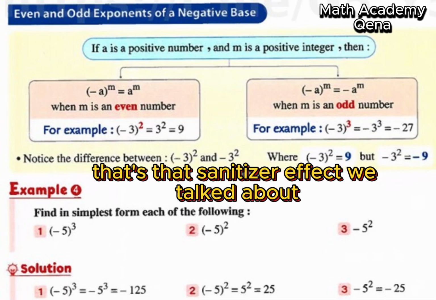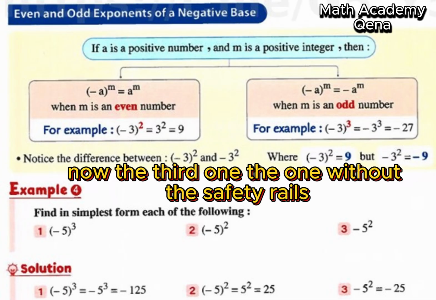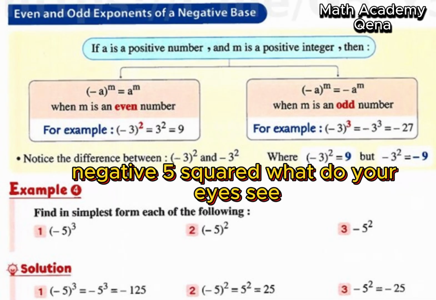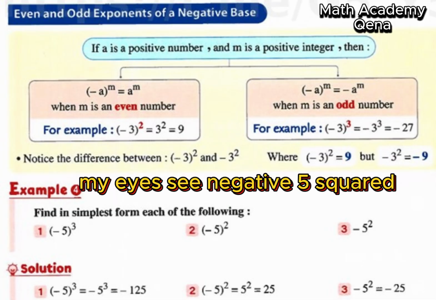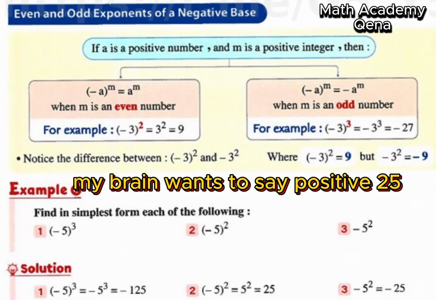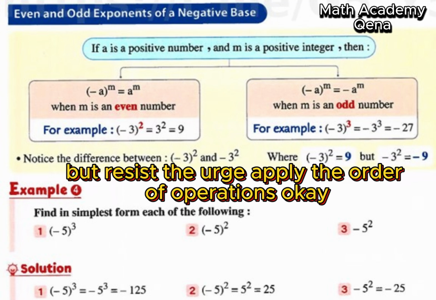Correct. That's that sanitizer effect we talked about. Now the third one. The one without the safety rails. -5 squared. What do your eyes see versus what does the math logic see? My eyes see -5 squared. My brain wants to say +25 because of the even exponent. But resist the urge. Apply the order of operations.